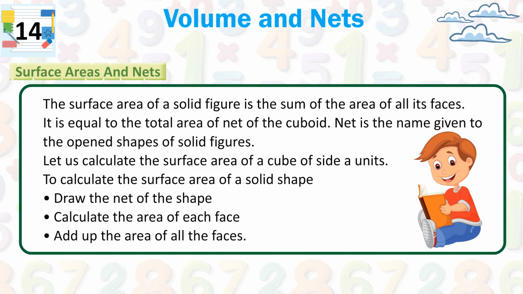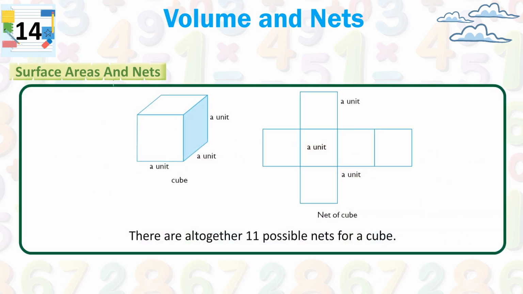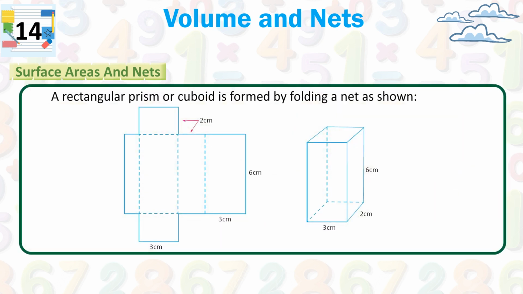To calculate the surface area of a solid shape, draw the net of the shape. Calculate the area of each face. Add up the areas of all the faces. A units, cube, a units, net of cube. There are altogether 11 possible nets for a cube. A rectangular prism or cuboid is formed by folding a net as shown.